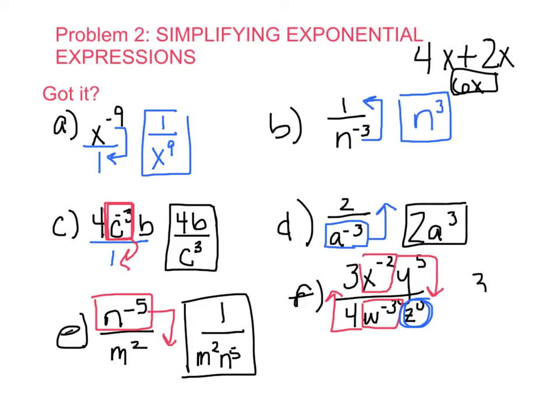So my final answer would be 3. The w moves to the top and becomes positive, w to the third. Y to the fifth doesn't move because it's already positive. In the denominator, the 4 is already there. The x to the negative 2 goes to the bottom and becomes x squared. And the z to the 0 just becomes 1, but we don't need to write that since it's times 1 anyway. So that is your answer. There is a lot of work in there, but you just got to know those rules and just practice it.